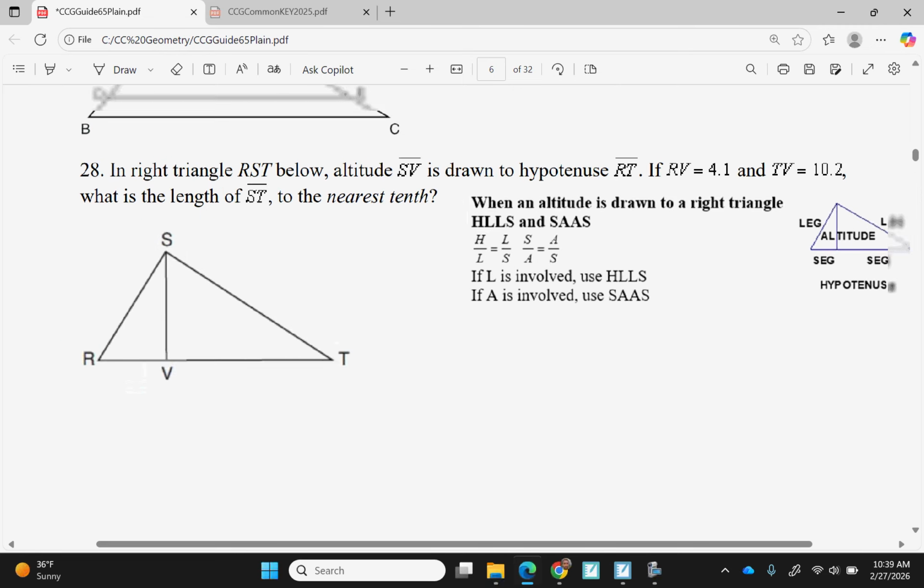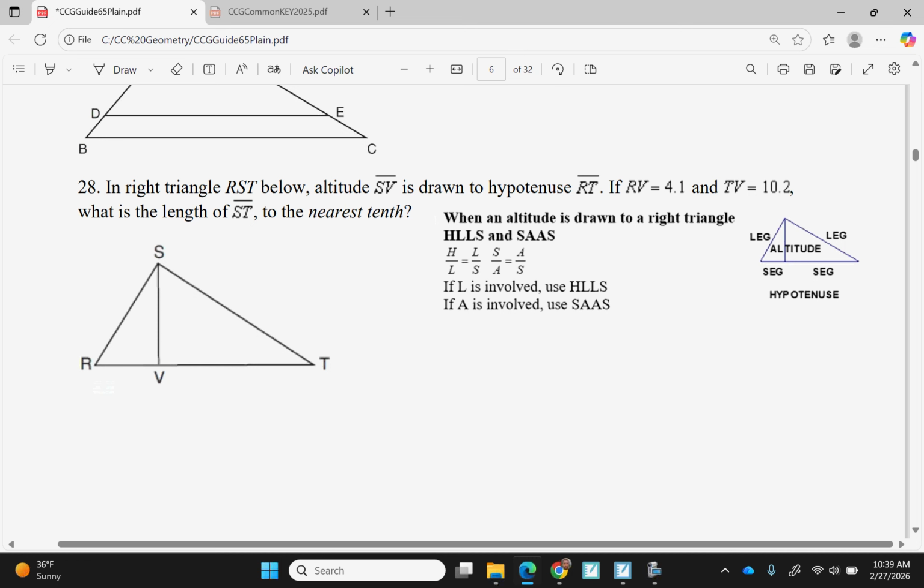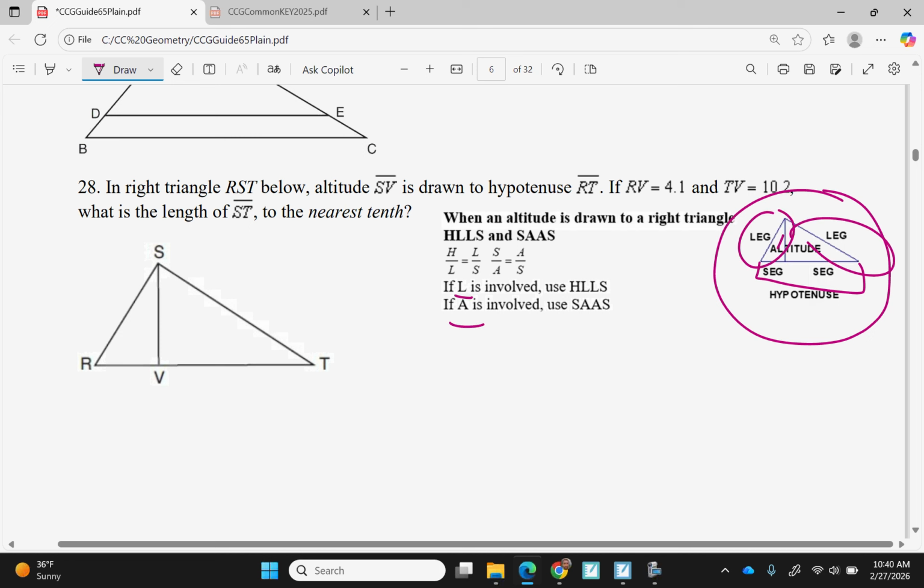Hill-Sass, you've got to recognize this picture. This is the vocabulary that you need to know to do Hill-Sass. If there's an L involved, we're going to use Hills. If there's an A involved, we're going to use Sass. That got a little messy, so I'm just going to get rid of that. Put the information into the picture.